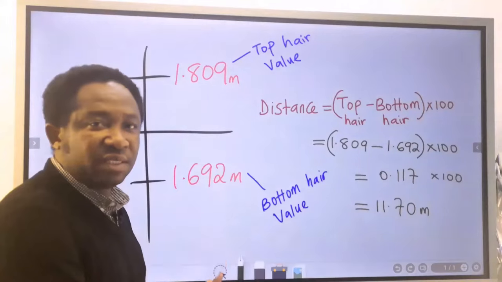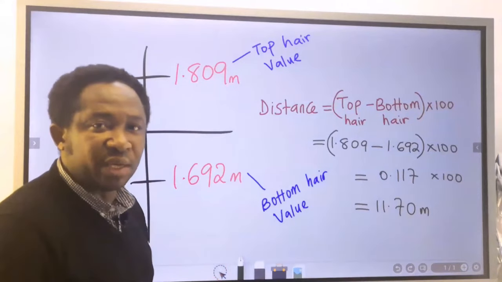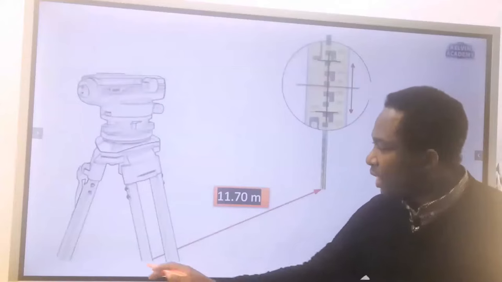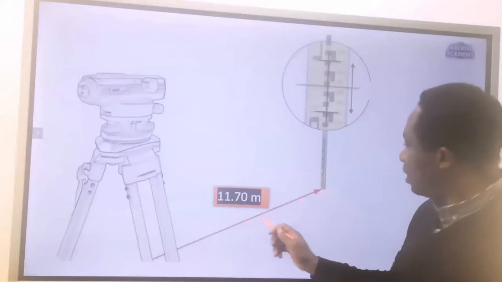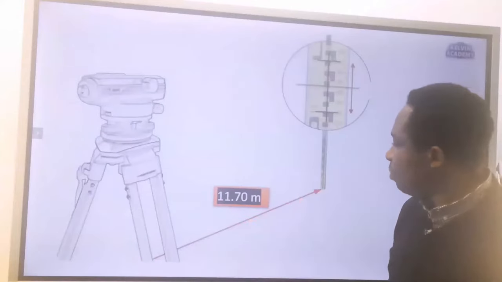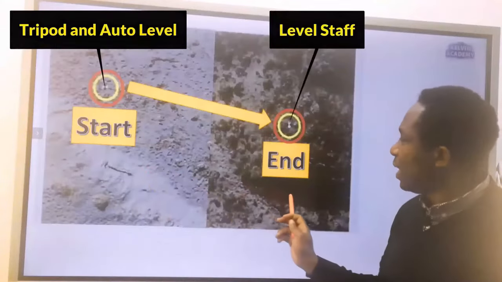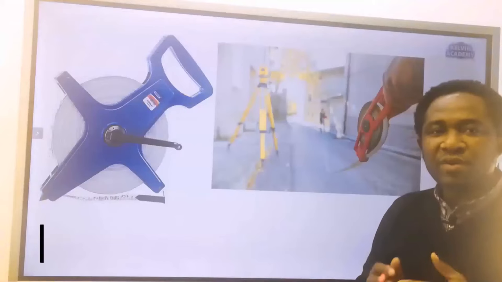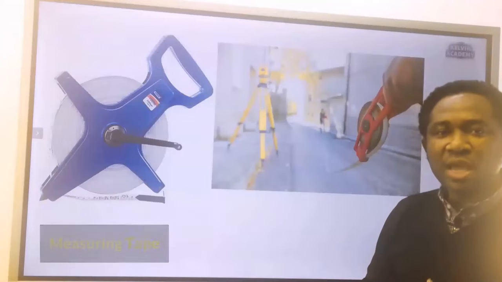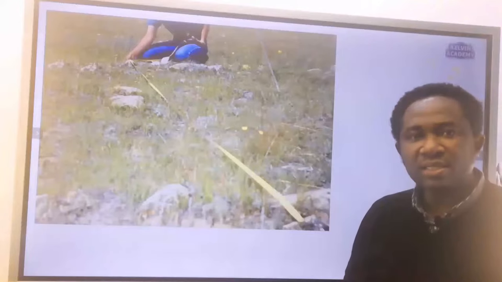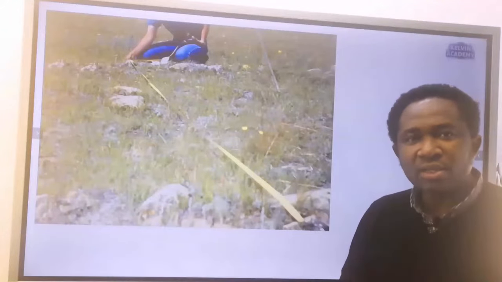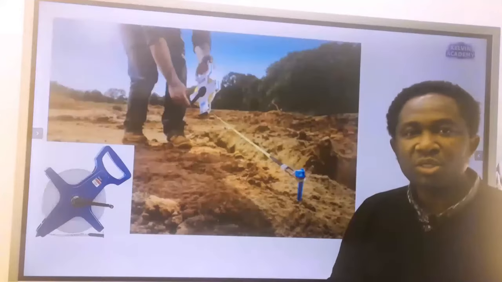You have achieved this instead of using a measuring tape. From the tripod to the level staff, the calculated value is 11.70 meters, calculated from the starting point to the end point on ground. To verify this, let's use a measuring tape. We're going to start the measurement directly under the tripod on ground and end where the staff was initially positioned. If we do this correctly, we should have the same result.